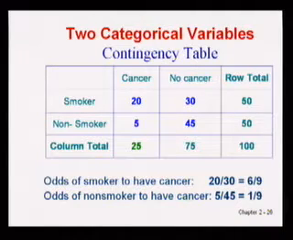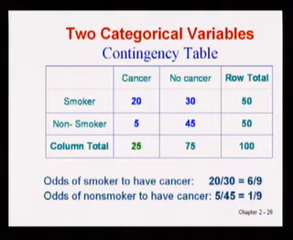The odds is what? The chance of cancer versus not having cancer, so the ratio of these two. Of course, the denominator is the same, so sometimes we just use these numbers, 20 versus 30, as the odds. It's the same thing. So it's 6 over 9, 6 to 9. That's the odds of having cancer if you're a smoker.